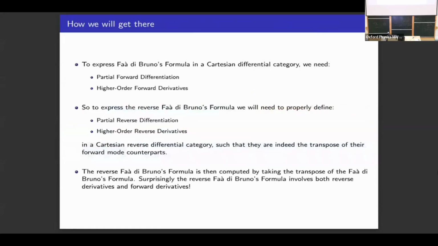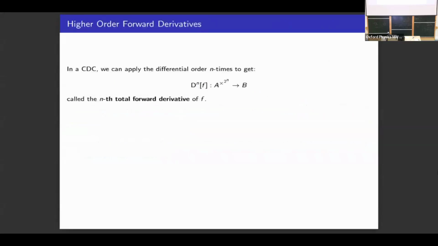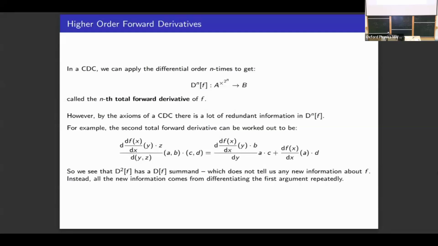Okay, so now let's get to the Faà di Bruno formula. To do so, I'm going to talk about higher order derivatives, and then I have to define higher order reverse derivatives and do a sanity check to show that they are indeed transposes of each other. Just because I'm running a bit out of time: for higher order derivatives, your first attempt at a definition would be to apply the differential combinator a bunch of times. And that'll get you something of type A^n to B.